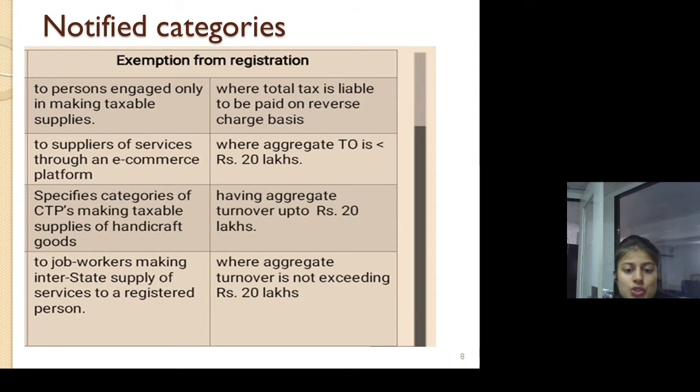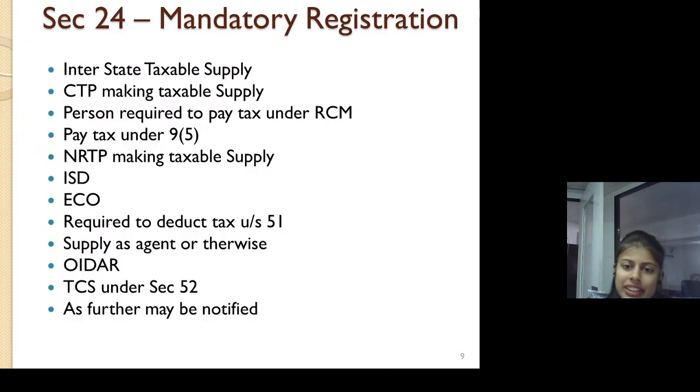Next is job workers making interstate supply of services to a registered person. So, if you are a job worker and you are making interstate supply of services to a registered person, but your turnover is not exceeding 20 lakhs, then you can very well avail the option of not getting registered.